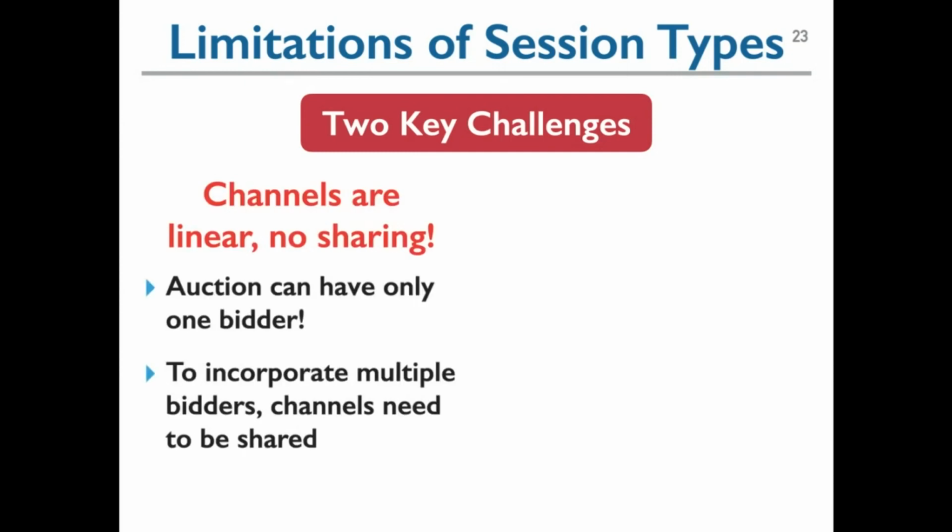One is that the channels are completely linear. What does that mean? Basically, every channel can only have two endpoints. And in particular, let's say the channel that was offered by the auction can only have one bidder, can only be connected to one bidder. And then that auction will only have one bidder, and then it wouldn't really be an auction anymore. So to incorporate multiple bidders, you need to somehow share the auction channel between multiple bidders, which is not really allowed by the current work on session types, or at least the standard work on session types.